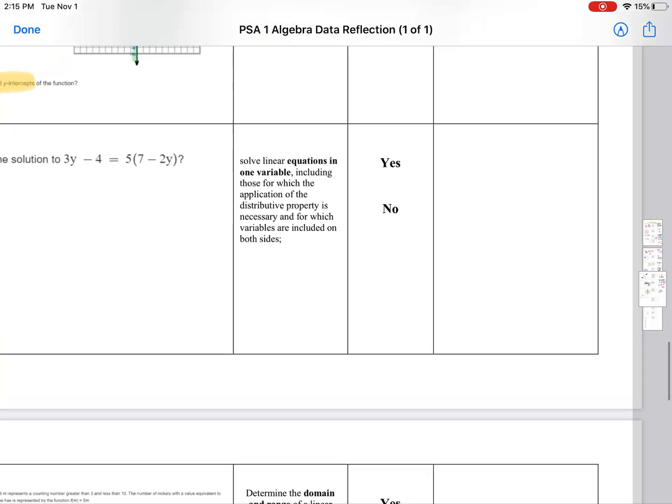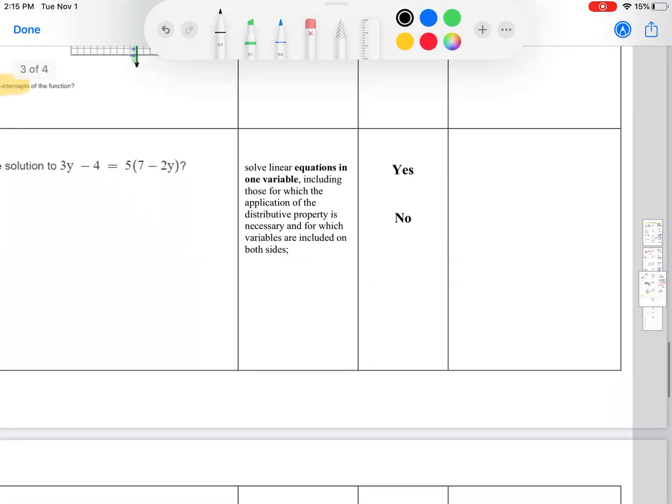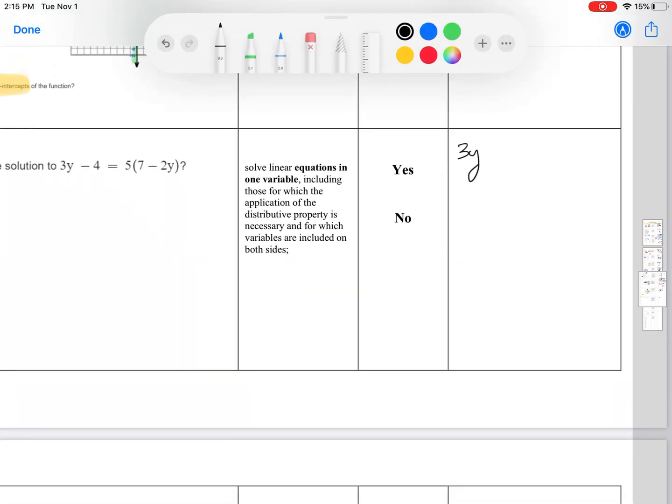All right, next, another solving, very simple. We're going to write it so we can solve it. 3y minus 4 is 5 times (7 minus 2y).